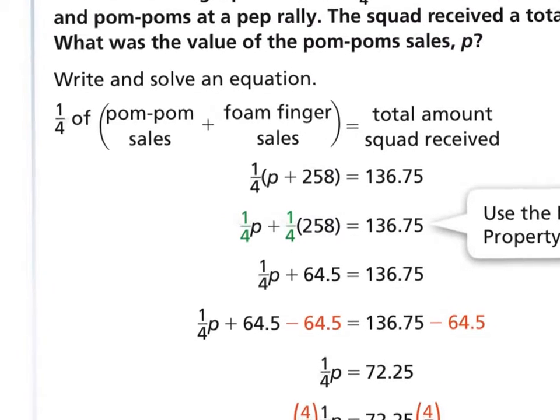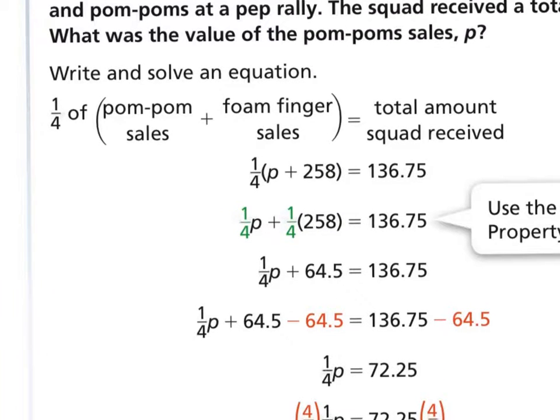So we're just taking the information, making an equation. So it's 1/4 of their total sales. They're selling pom-poms and foam fingers. So 1/4 of that total is what we're looking for, is going to be equal to the total they received. Pom-pom sales, we don't know what that is, so that's going to be our variable. That's where they put the P there. Foam finger sales, I just mentioned, they said was $258. So 1/4 times that whole quantity added together equals the $136.75 that they earned.